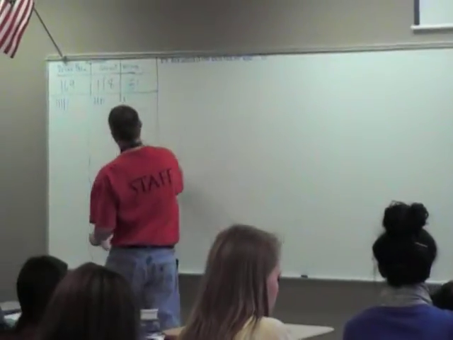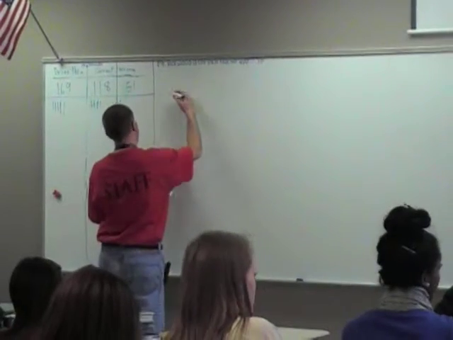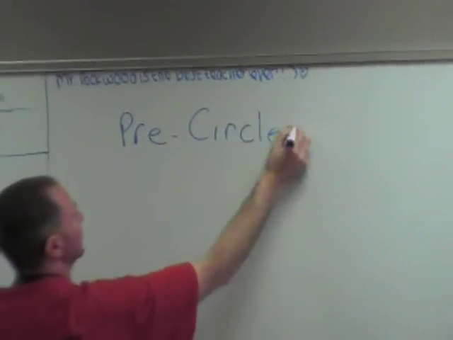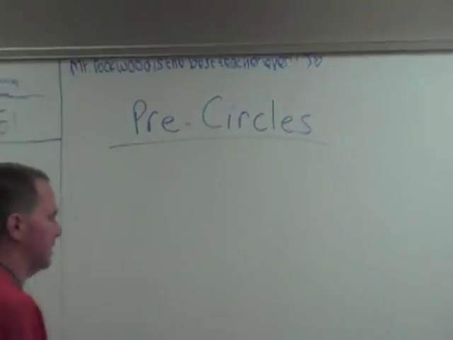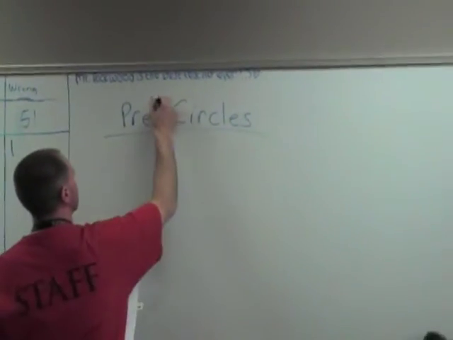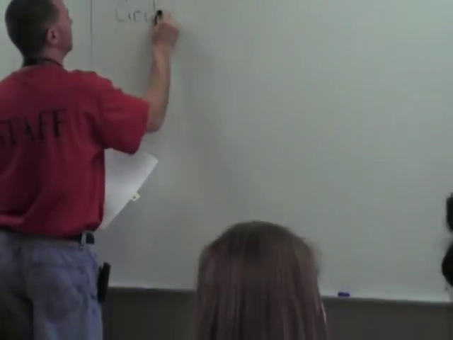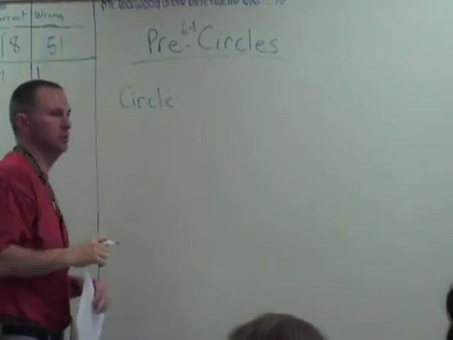Alright, let's just go through some quick definitions before we get started. This is Circles, Chapter 6, 6-1. There you go, 6-1. Alright, how do we define a circle?